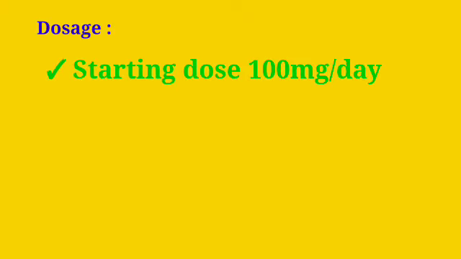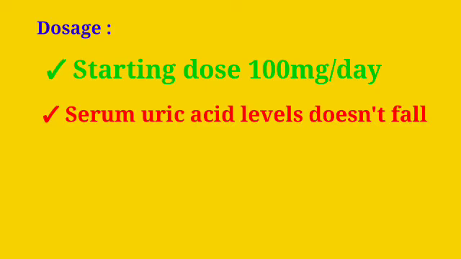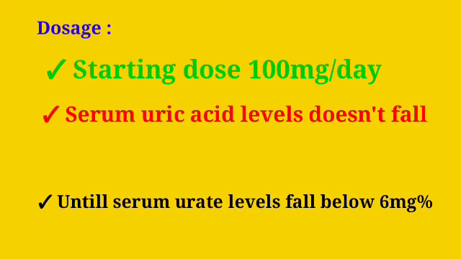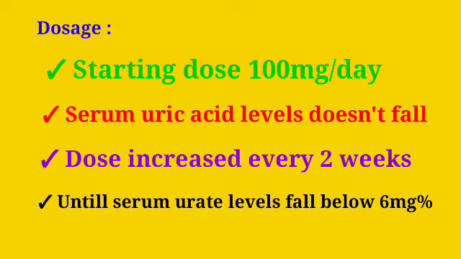It is given at a starting dose of 100 mg per day, which can be increased up to 800 mg per day. If the serum uric acid levels do not fall, then we will increase the dose every 2 weeks until the serum uric acid levels fall below 6 mg%. And this is the dosage of allopurinol.